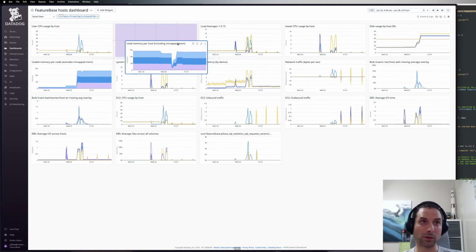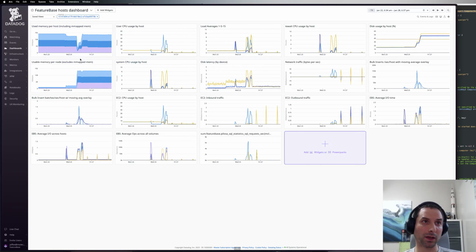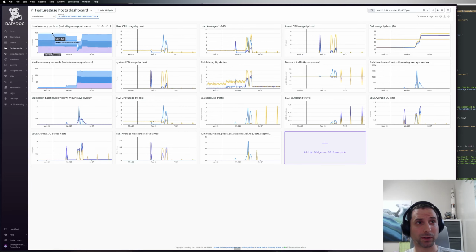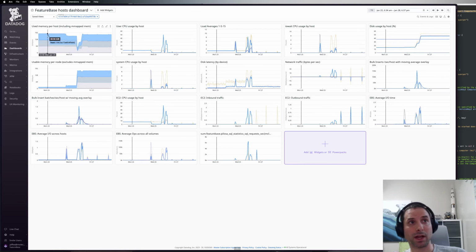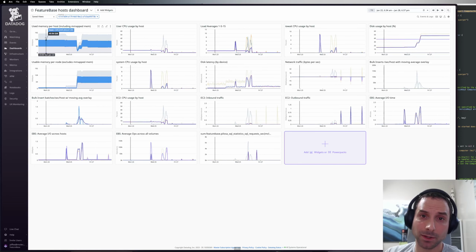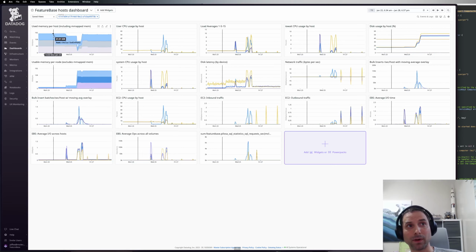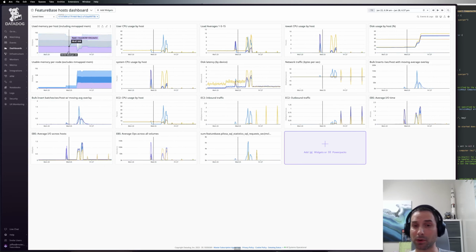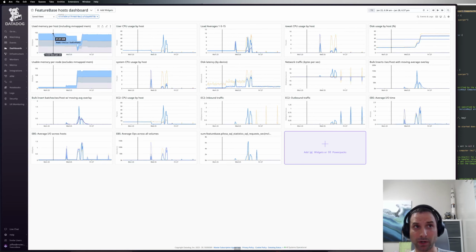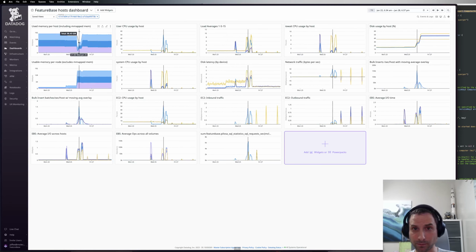This is used memory per host. And you'll notice right down below it, we've got usable memory per host. You'd think those two would always be the inverse of each other, but they are not, because one thing that FeatureBase does is it has a lot of files mmapped. When you mmap a file, that memory counts as being used until it gets paged out. So if you have plenty of memory and all the files you have mmapped fit in memory, it'll look like all that memory is used, but it's actually all still usable.